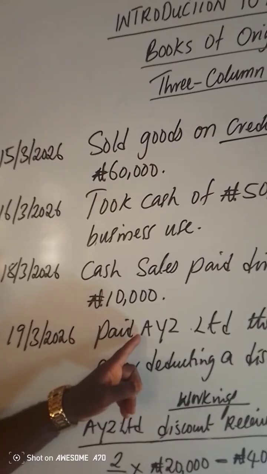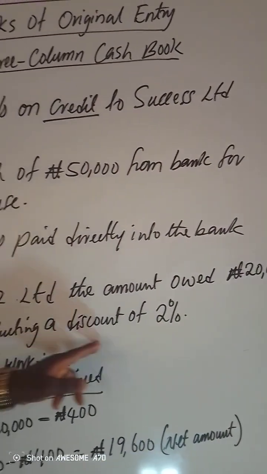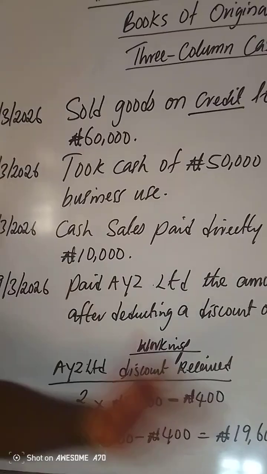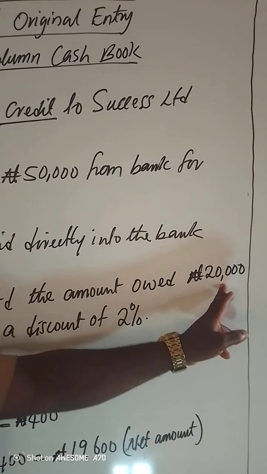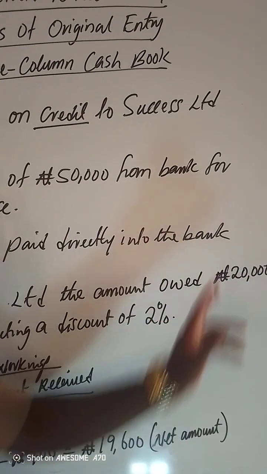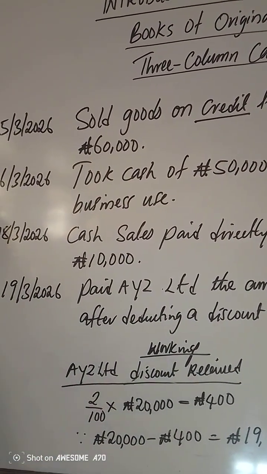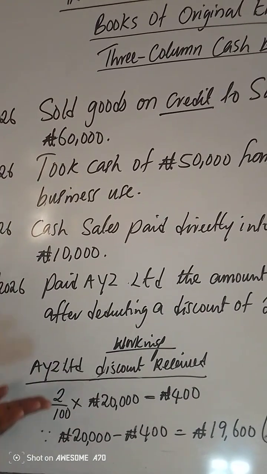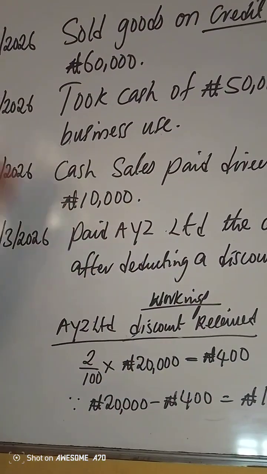Then finally here, on today, we're going to say paid AYZ Limited the amount owed, 20,000, after deducting a discount of 2%. Here we are saying the business is to pay AYZ the amount owed to AYZ. If you recall, we were owing AYZ 20,000. Now we are paying. But before the business pays, a discount of 2% was received. That is, the discount was given by AYZ while the business was receiving a discount. Then come here and show your working. That's the AYZ discount receipt, the discount that was received from AYZ.